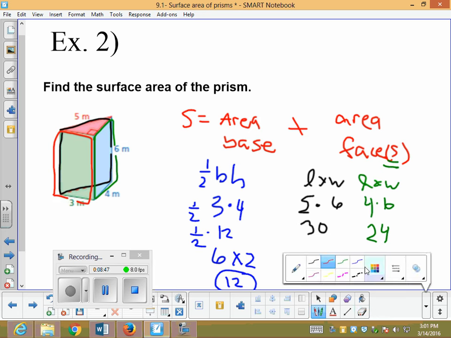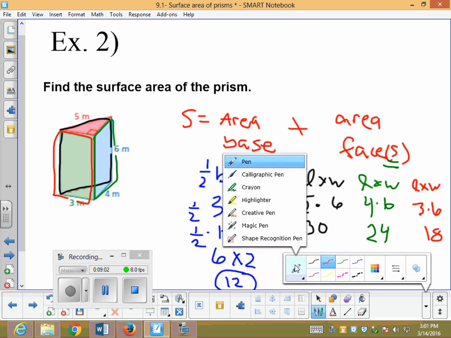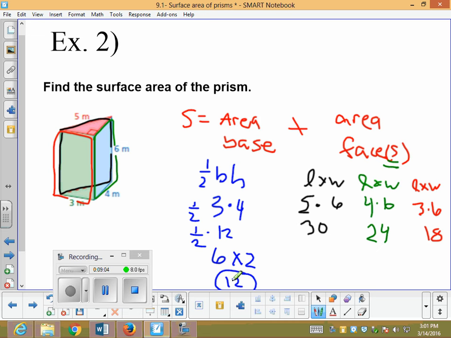So 3 by 6. So we're going to put here length times width. Length times width is 3 by 6. What's a 3 by 6? A 3 by 6 is 18. Now, what I'm going to do with all the numbers that I found the total for is go ahead and add it all up. So I have here 12, 30, 24, and 18. That's all the pieces together.